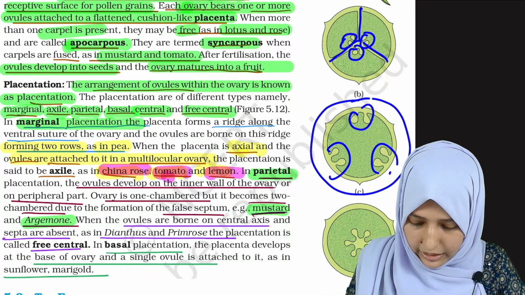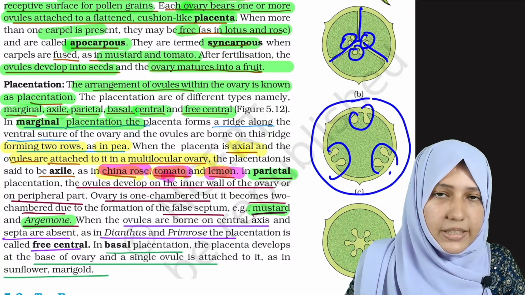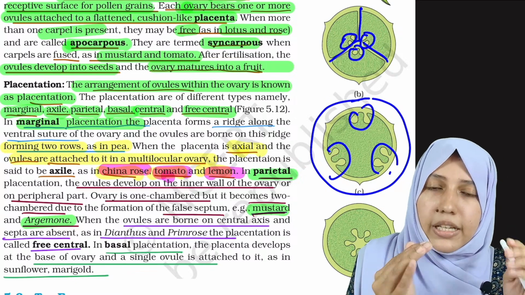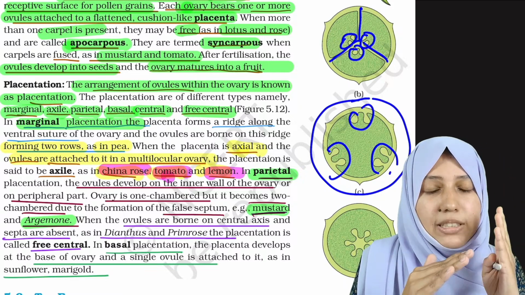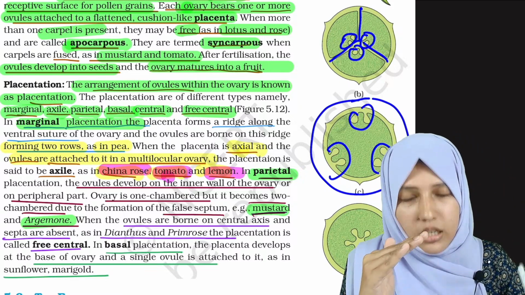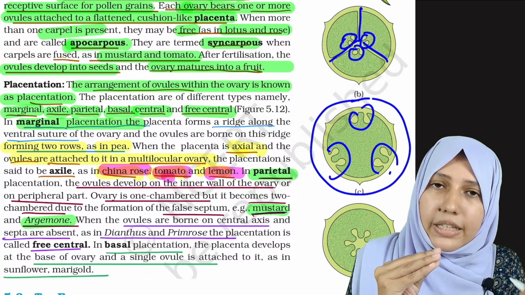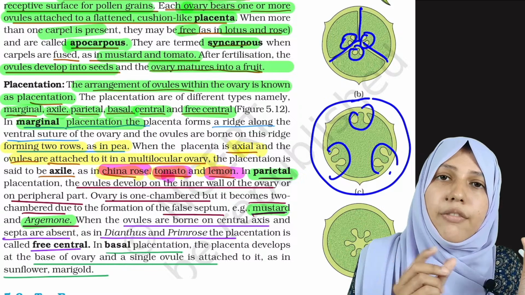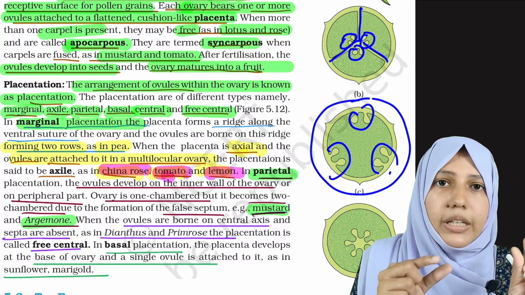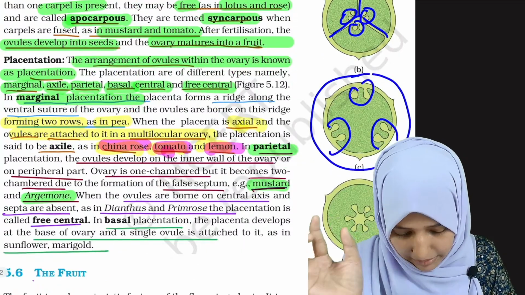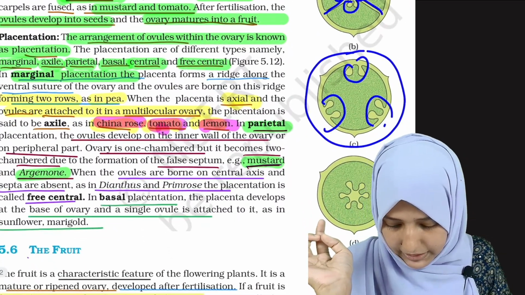totally there are 6 types of placentation. First we learned about marginal. Next we learned about axial placentation where the septums are true, which means the septums are present there. But in parietal placentation, septums are not initially present, but later the septum can be formed and it is a false septum. Please note the point, it is a false septum present in parietal placentation and it can be seen in mustard and argemone, which we discussed.